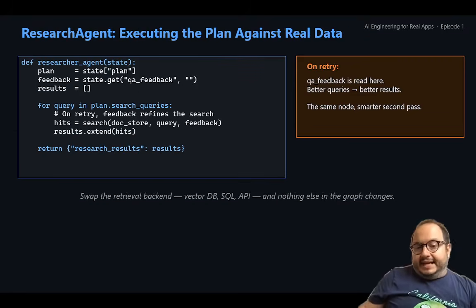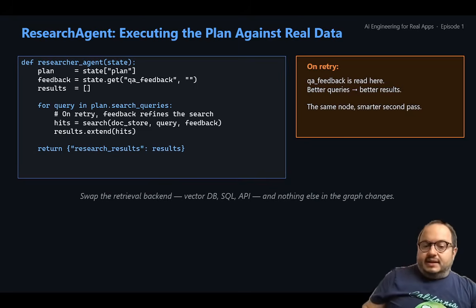With a plan in hand, the ResearchAgent can do its work. The ResearchAgent takes the research plan and runs each search query against a data source. In our demo, the data source is a simple list of document strings that simulate a small knowledge base. In a real system, you would replace this with a vector database call, a SQL query, a search API, or whatever retrieval mechanism fits your case. The node interface does not change. Only the retrieval logic inside it does.